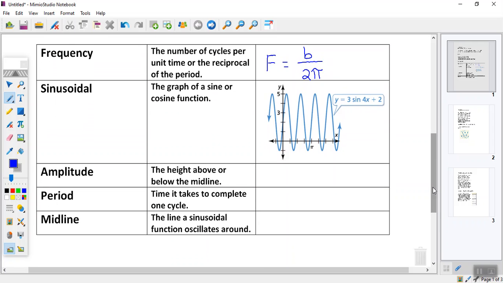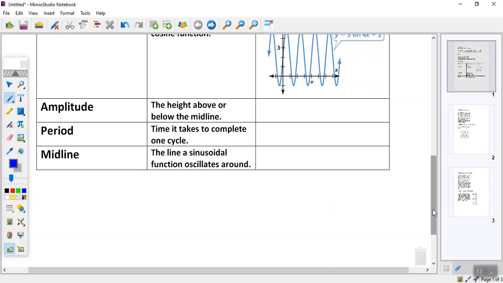Okay. Recall amplitude, kids. It's the height above or below the midline. What variable represents amplitude again, friends? A. And typically we call it the absolute value of A, right?